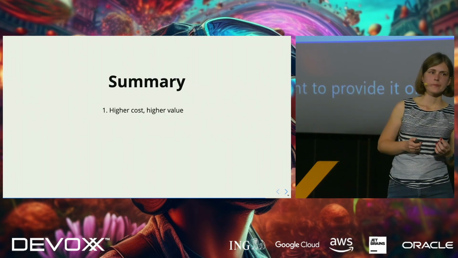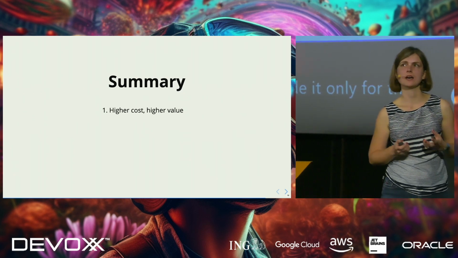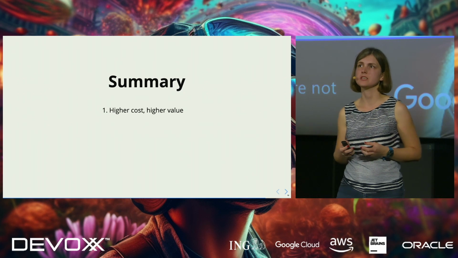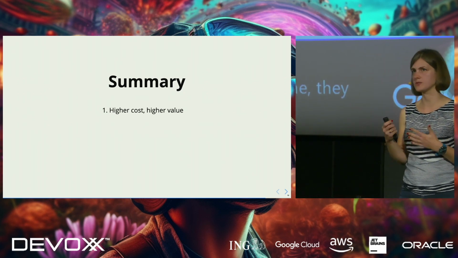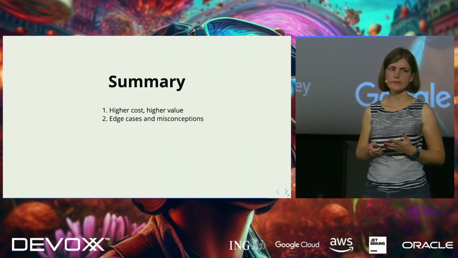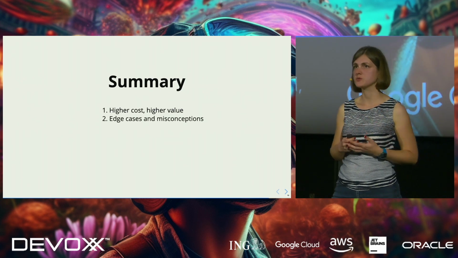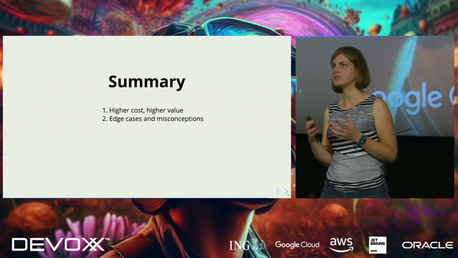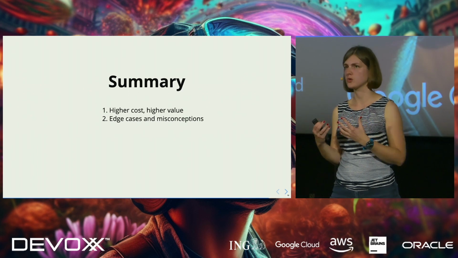To sum up, property-based tests are not trivial. They come at a higher cost, but at the same time, they give you value which no other kind of test can give you. Where they shine is with finding edge cases and misconceptions and the ways you didn't really think through your code and your algorithm.